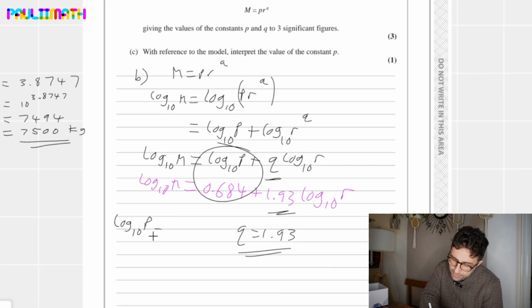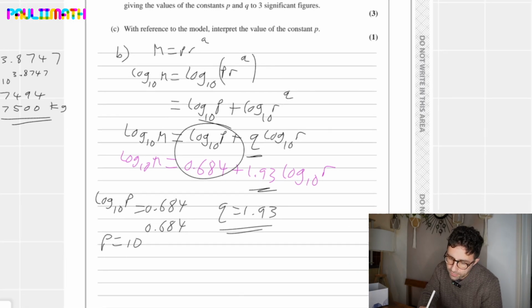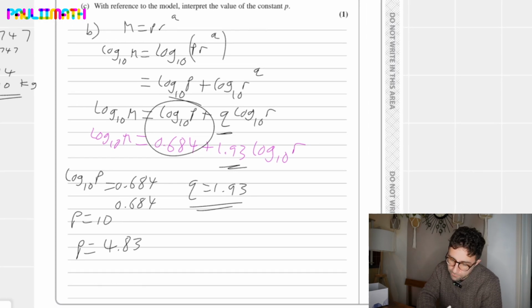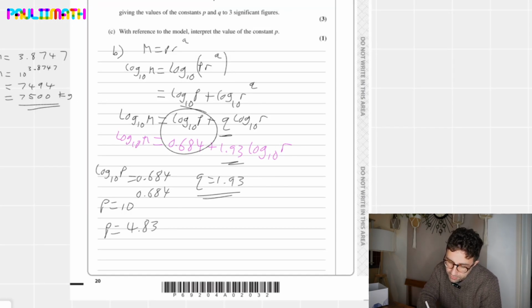Log to the base 10 of p equals 0.684, so p equals 10 to the power 0.684. Does that give me anything remotely nice? 4.83, I could work with 4.831, three significant figures. Okay, 4.83. So m equals 4.83 times r to the 1.93.